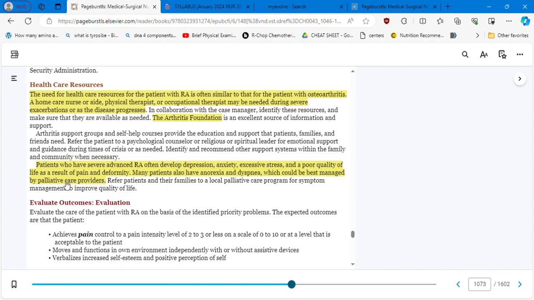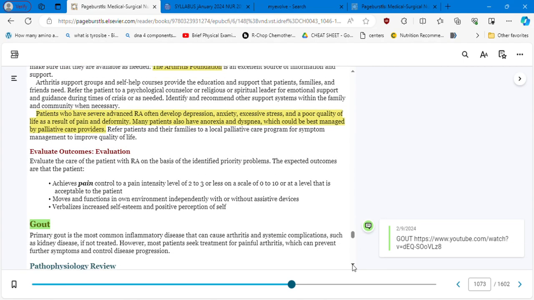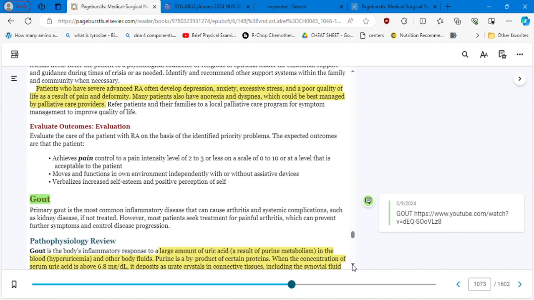Poor quality of life as a result of pain and deformity. So basically what we need to achieve is pain control, moving and functioning in the environment independently with or without assistive devices, and the patient verbalizing increased self-esteem and a positive perception of self. So we finish rheumatoid arthritis.